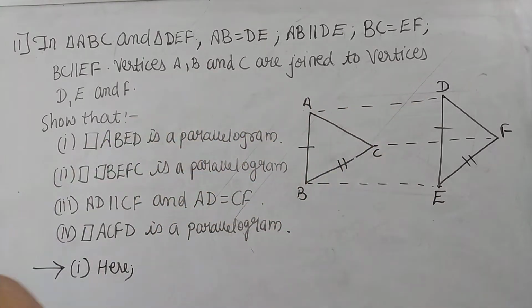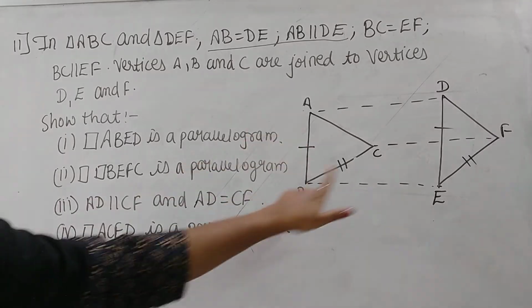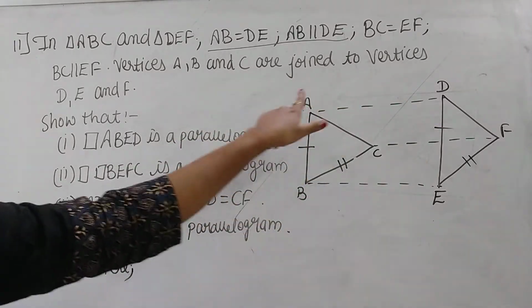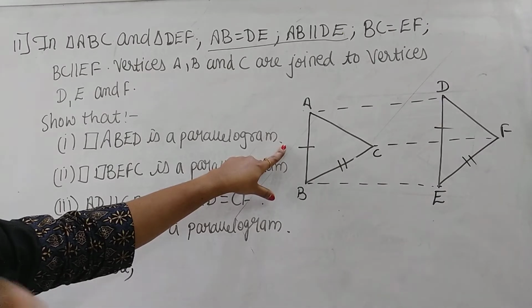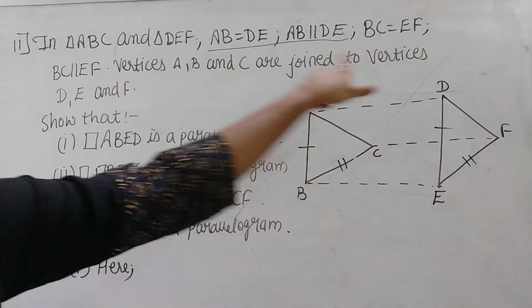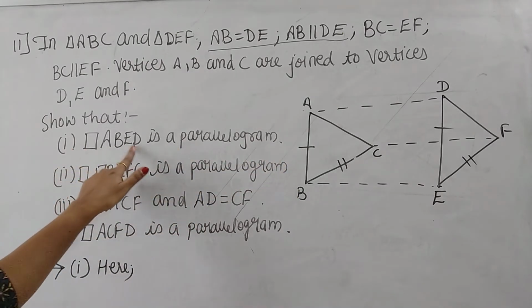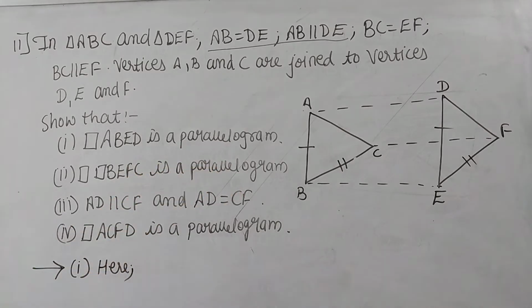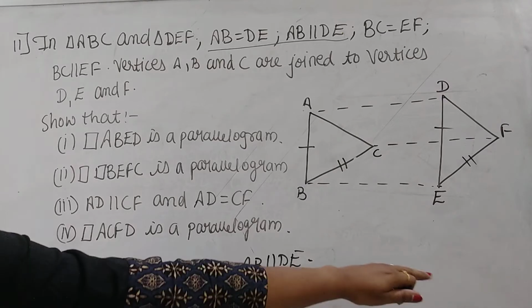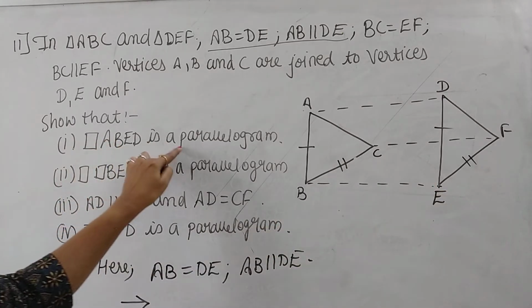Observe your first given, and that is AB is equal to DE and AB parallel to DE. What do you observe? AB parallel to DE and AB is equal to DE. Whenever one pair of opposite sides are equal and parallel in a quadrilateral, then it is said to be a parallelogram. I just need to prove that quadrilateral ABED is a parallelogram. So what I am going to write here? Here it is already given that AB is equal to DE, and also it is mentioned that AB is parallel to DE. I'll just mention the statement, that a quadrilateral is a parallelogram if one pair of opposite sides are equal and parallel. Hence ABED is a parallelogram.